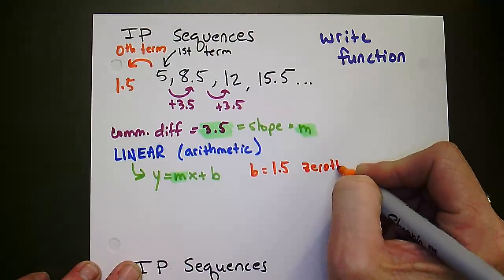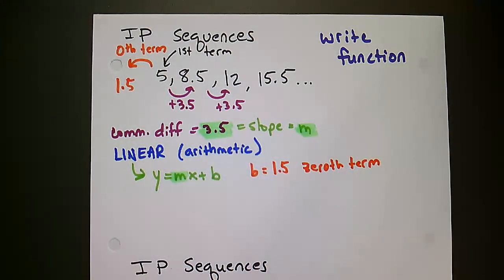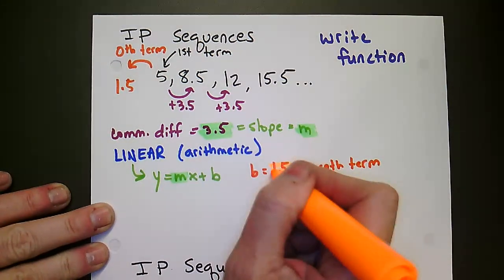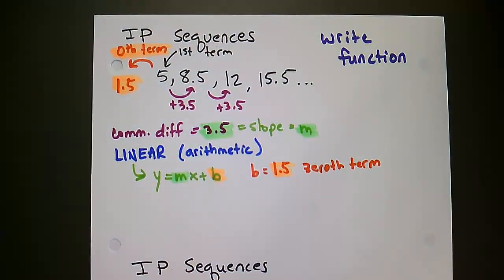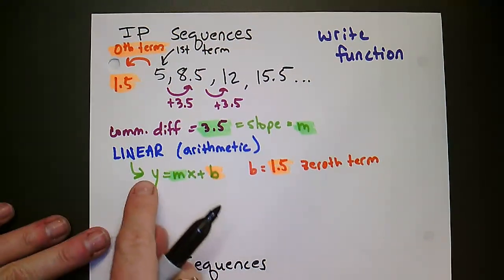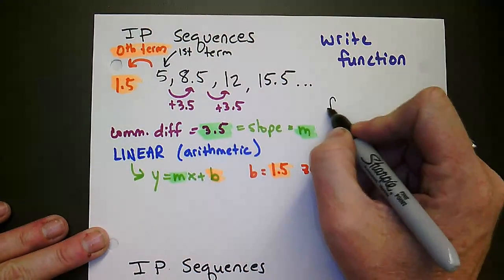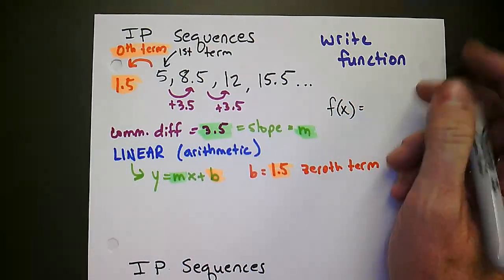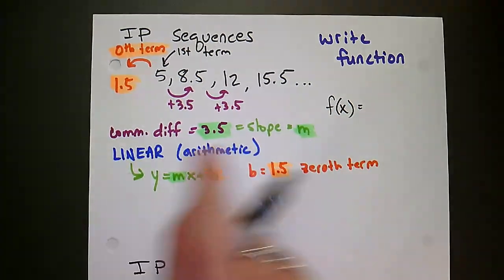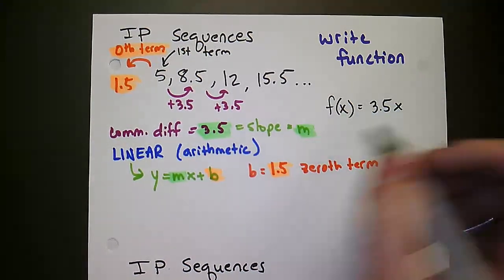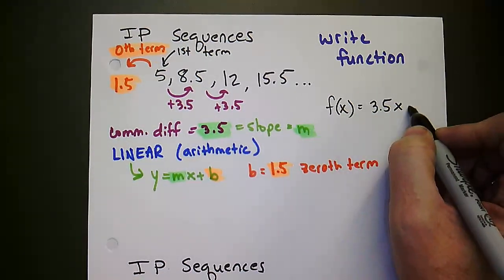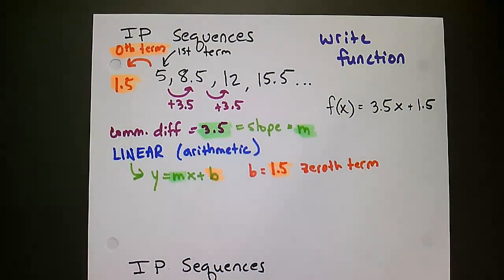It's the 0th term. So now that I know that, I can put all the pieces where they go into my function, y equals mx plus b, right? This is the b term. It is the 0th term. And I can write my function. Instead of a y, since it does say write the function, I'll use function notation. So I'll do f of x equals. All right, now it's my slope times x. My slope is the common difference, 3.5x. And then my y-intercept, or my 0th term, my starting value, is 1.5.